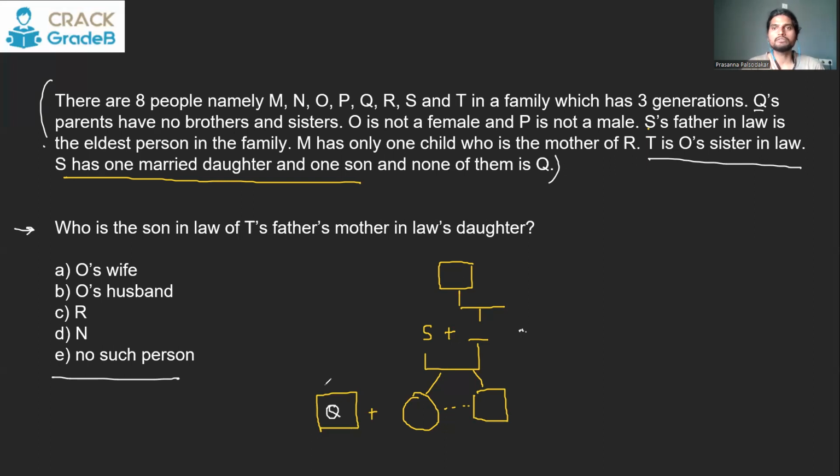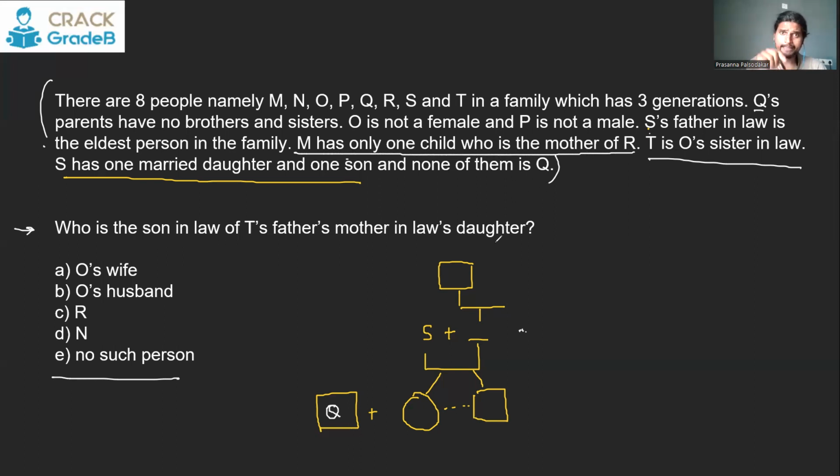Let's say Q is the person, and the parents of Q have no brother or sister. So let Q be the outside person. And now one of the statements says M has only one child who is the mother of R. So now M has one child who is mother of R.